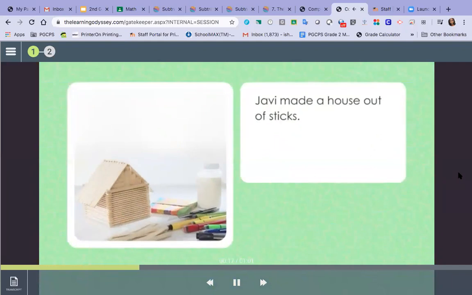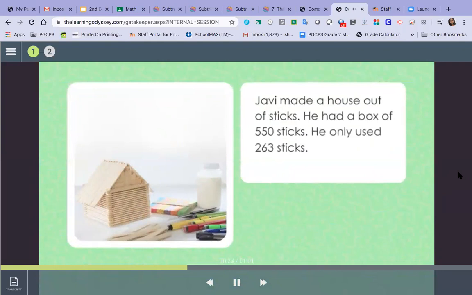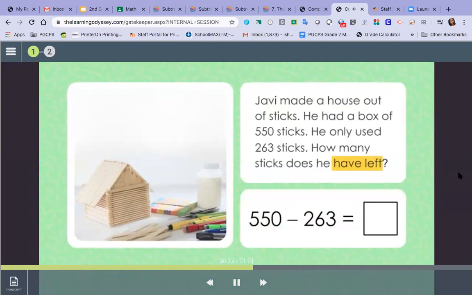Javi made a house out of sticks. He had a box of 550 sticks. He only used 263 sticks. How many sticks does he have left? To find the number of sticks that are left, Javi needs to subtract 263 from 550. He can use a number line or base 10 blocks to solve this problem.